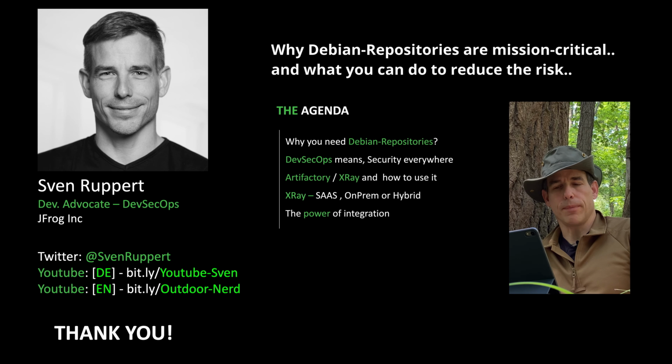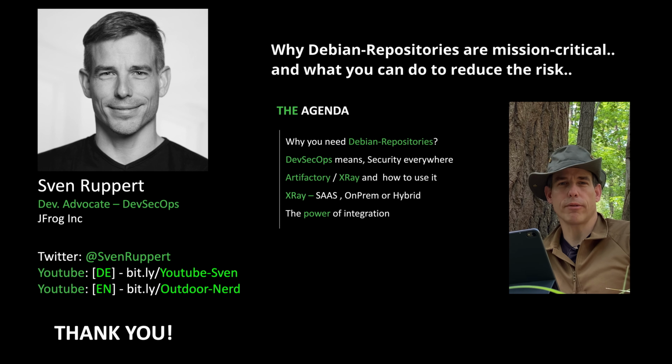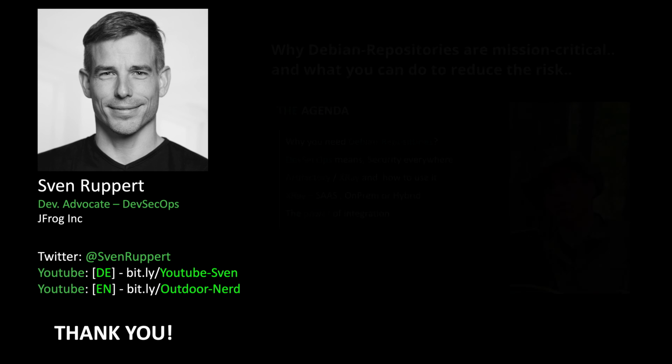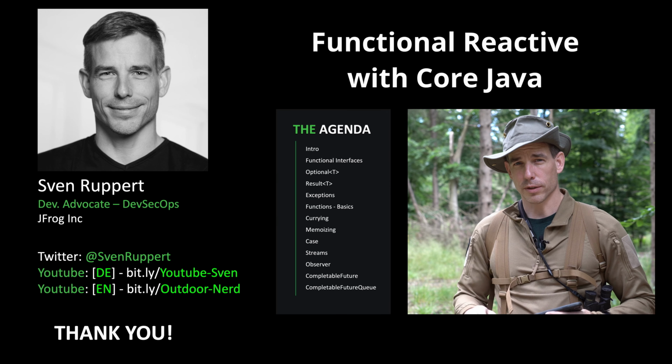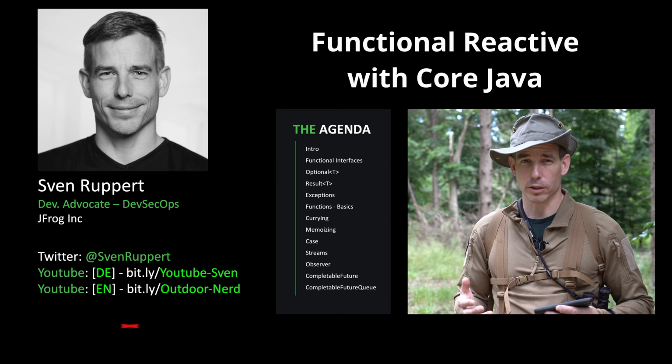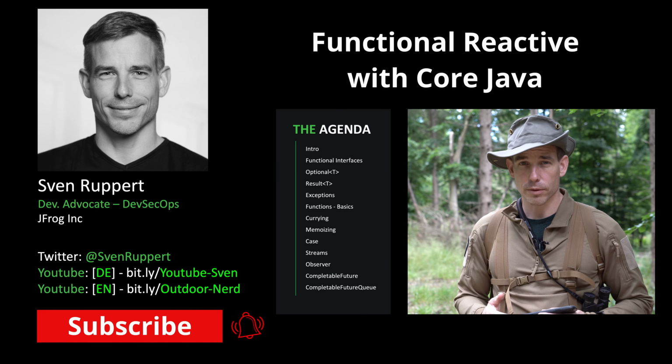The agenda for today: why we need Debian repositories, what their influence is and what part of your infrastructure they are. The next thing is why you should have an eye on it. What will this series be about? It will be about functional reactive, and this for core Java.